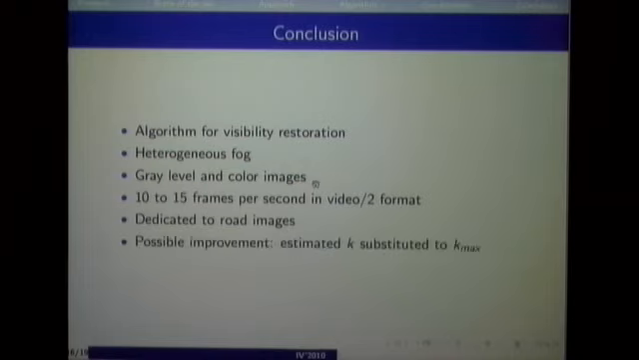As a perspective, a direct perspective is to substitute for k max in the third constraint an extinction coefficient estimated by a detection algorithm in every image, and it will probably improve the result. There are other possible improvements too. Thank you.